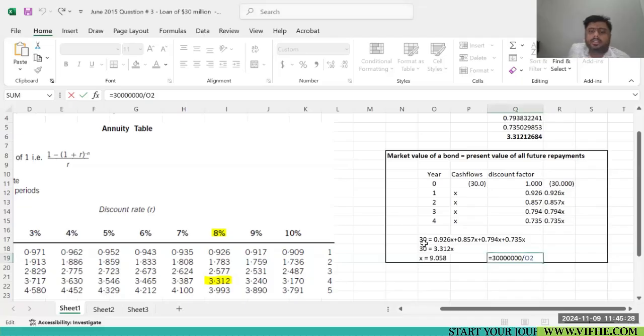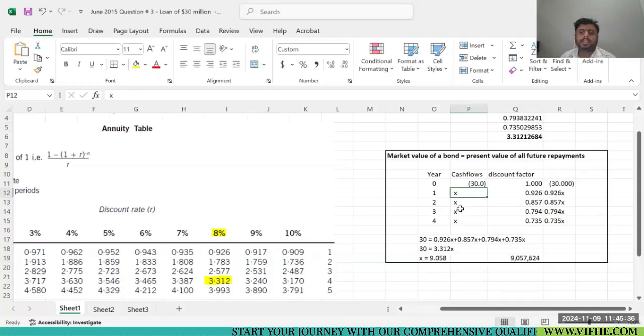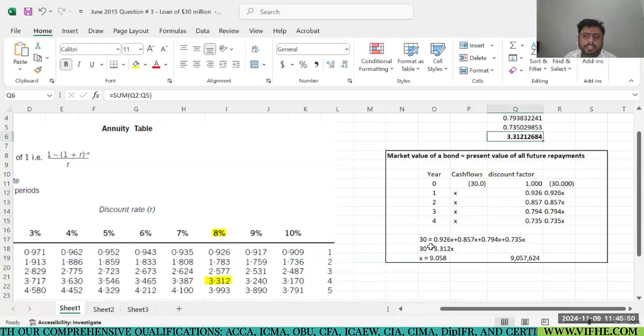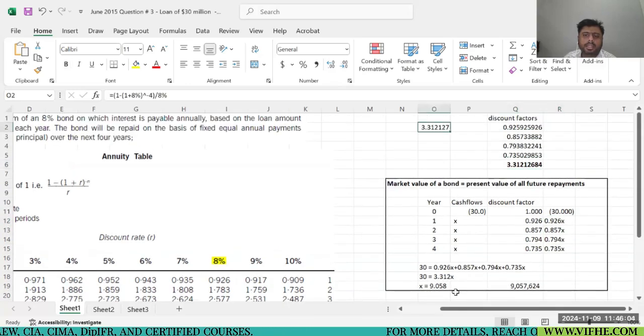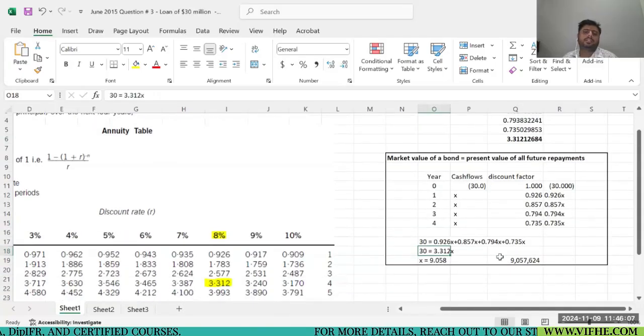Okay, why did you add all the discount factors together? When there is an annuity, do you know what an annuity is? In case of annuities, we can add all the discount factors together and multiply them once only. For example, if you separately multiply everything and then add these together, your answer will be exactly the same as 3.312x. So if someone calculates an annuity factor and multiplies it once with x, this gives you the same answer.